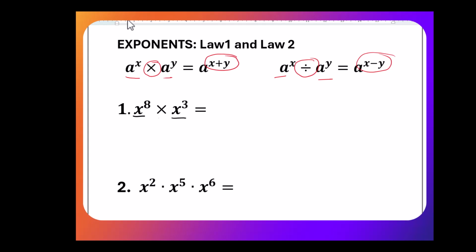Base is the same, we multiply, we add. So I'm going to have 8 plus 3. 8 plus 3 is equal to 11. So x to the exponent 11 is the first answer.